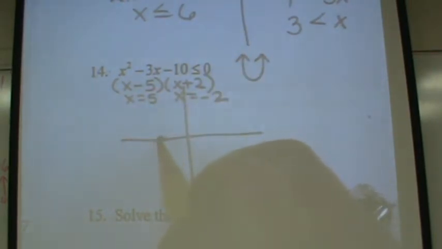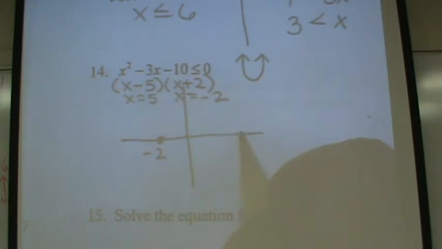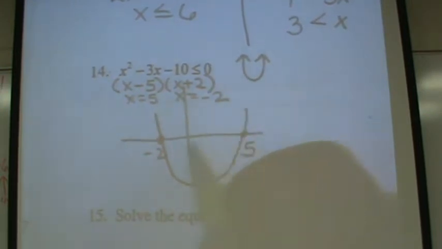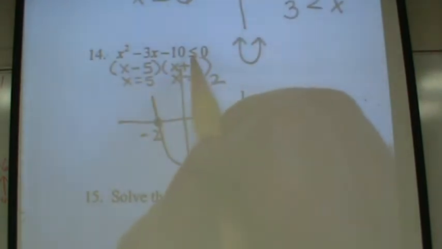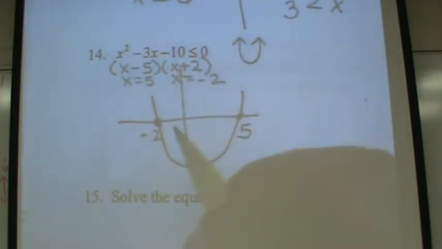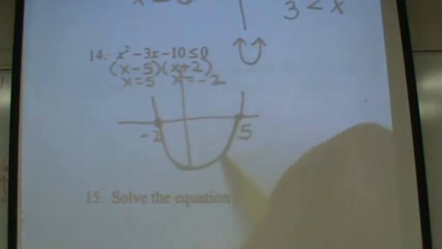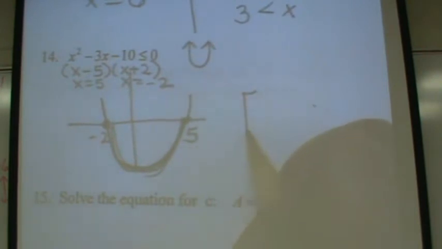So here's negative 2, and here's 5. So this thing looks like this. This is the quickest way to do it. So we want, where is the graph below the x-axis? It's this region right here. So it's between negative 2 and 5.